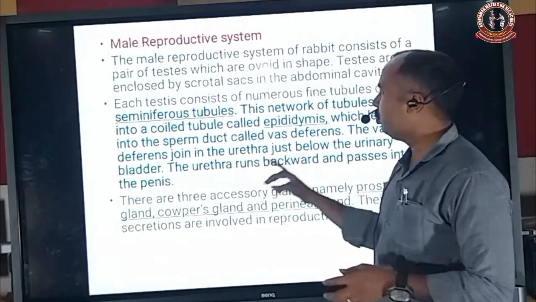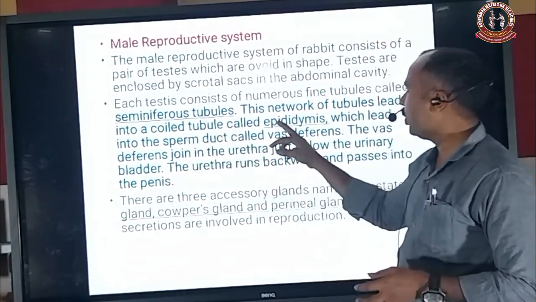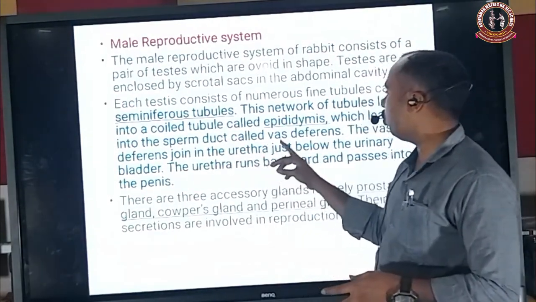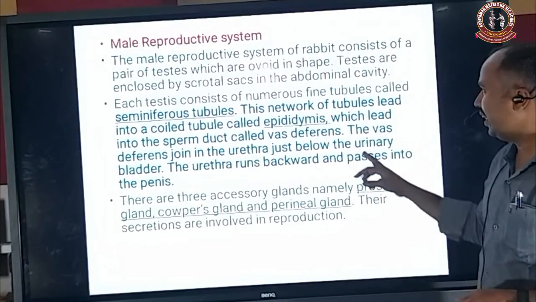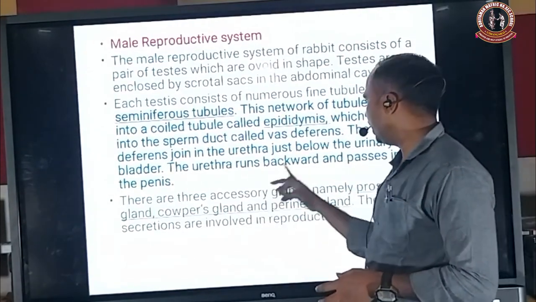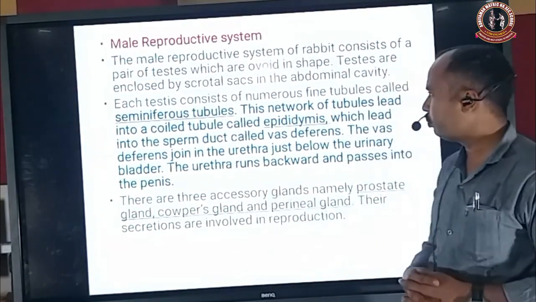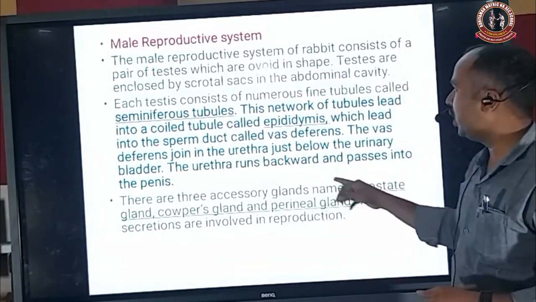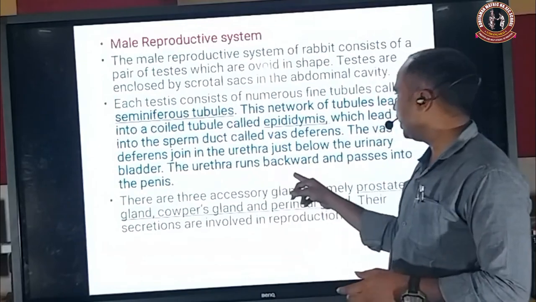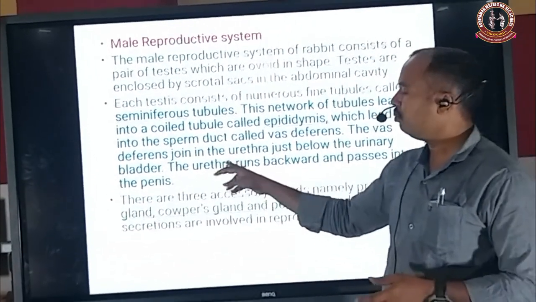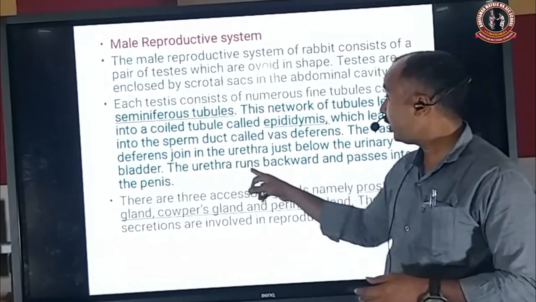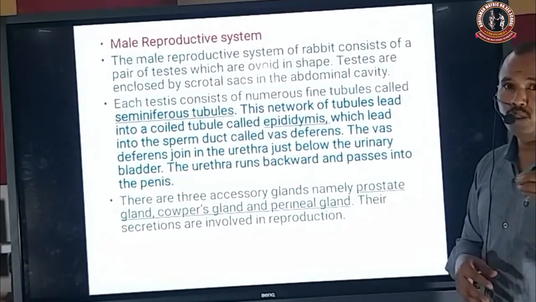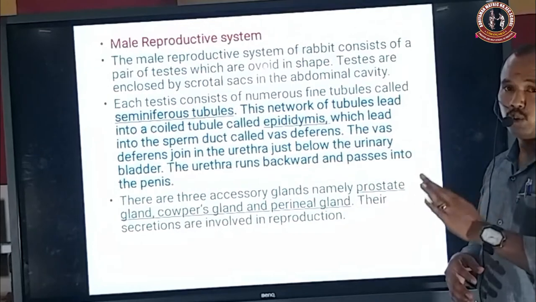This network of tubules leads into a coiled tubule called the epididymis, which leads into the sperm duct called the vas deferens. And this vas deferens joins the urethra just below the urinary bladder. The urethra runs backward and passes into the penis. Through the penis, the male gamete is ejaculated.